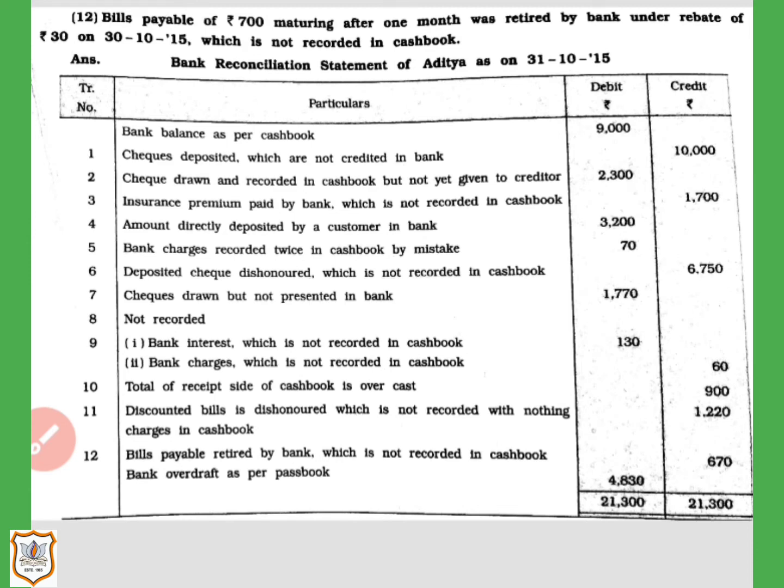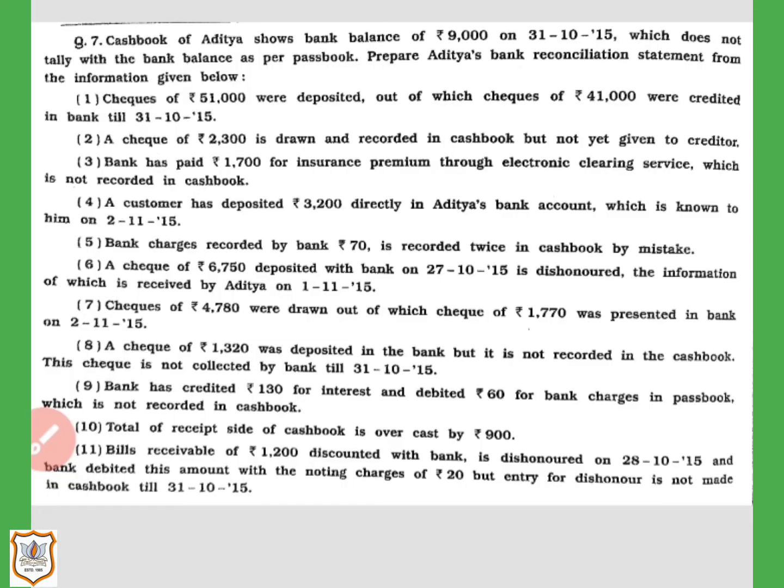Here it is. Deposited check dishonored, which is not recorded in cash book. Amount is 6,750. Now let us see the next one. Information number 7. Here it is. Checks of rupees 4,780 were drawn, out of which a check of rupees 1,770 was presented in bank on 2nd November 2015.